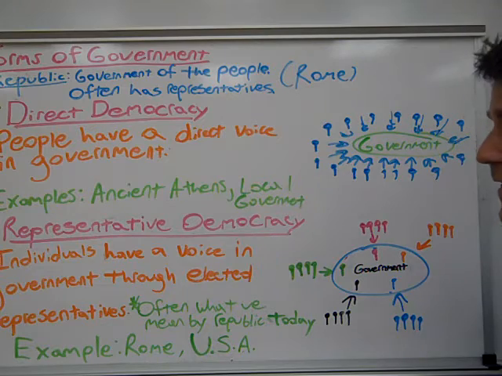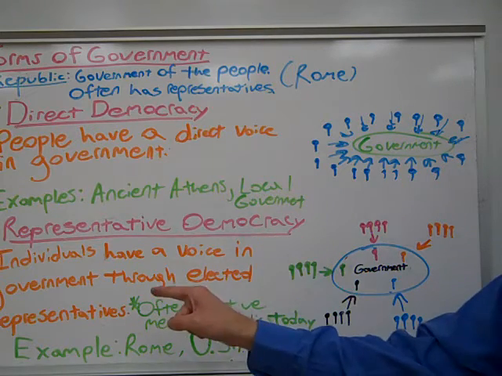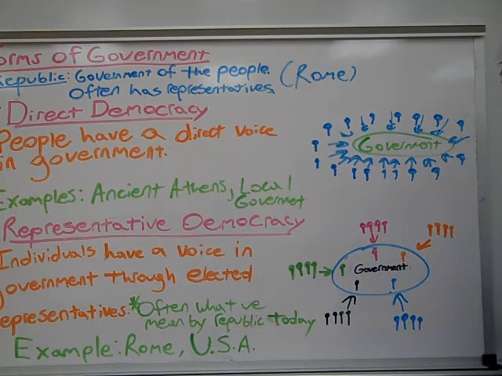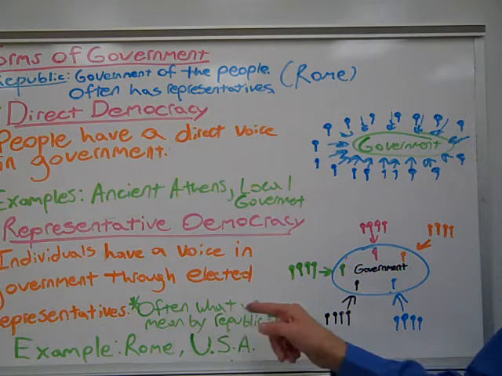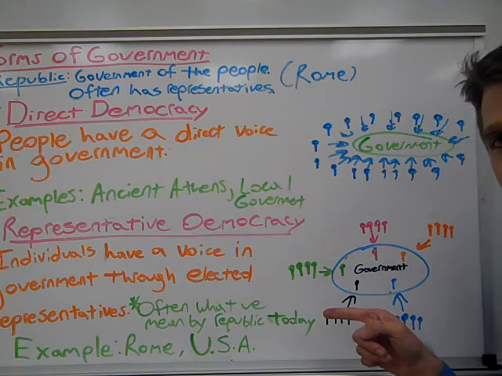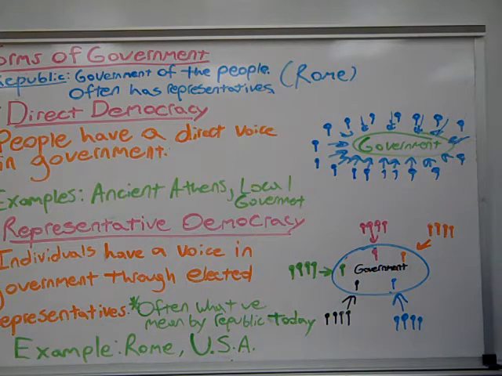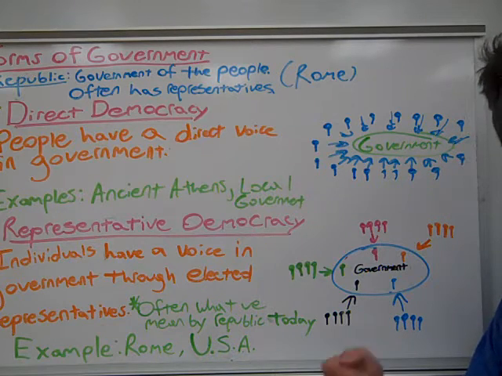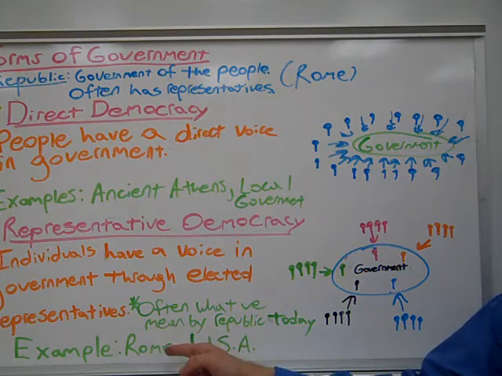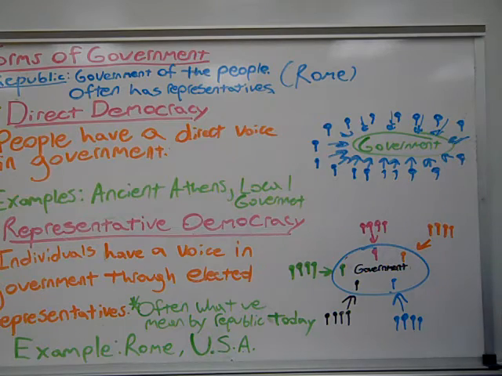Representative democracy, that is individuals have a voice in government through representatives. Whenever we elect someone to represent us in Washington or Tallahassee, that is representative democracy. We kind of call that republic today, but how this works is that the individual will vote on a person, that person ends up representing us in Congress, and they end up creating laws for us. Example of that is in Rome and in the United States.